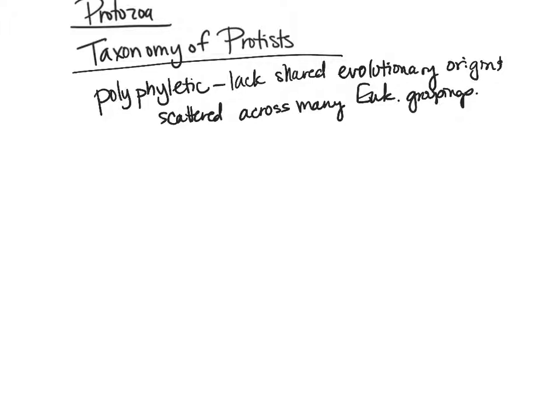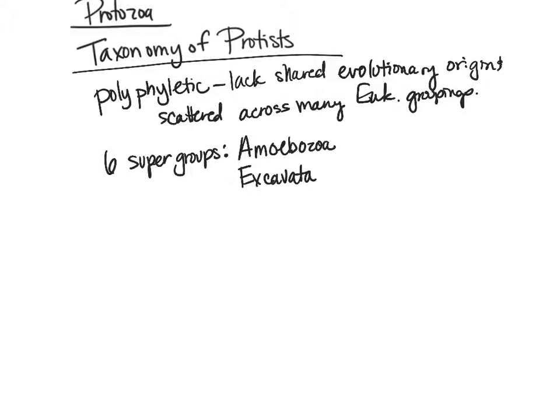So then there are six supergroups you should be familiar with. The first one, and she talks a bit about these, is amoebozoa. Amoebozoa have lots of clinically significant protozoa, which is why it's talked about more in the text and in her lecture. The second one is excavata. Again, it has some clinical significance and is talked about more in the text and her lecture. And same thing with chromalveolata.